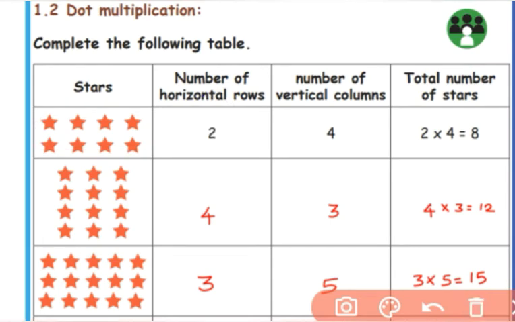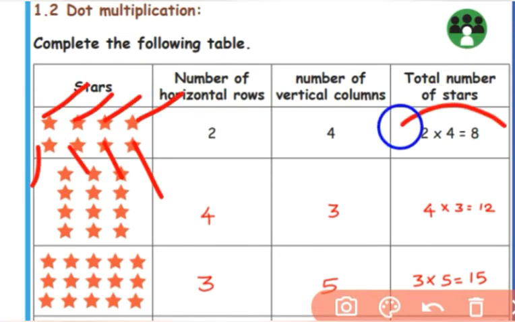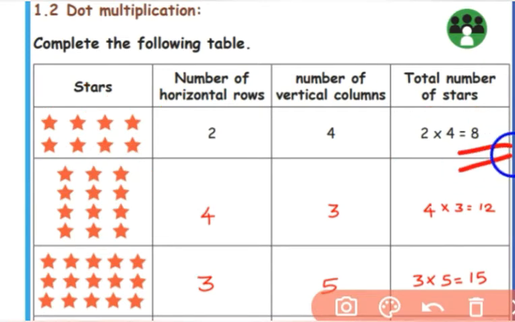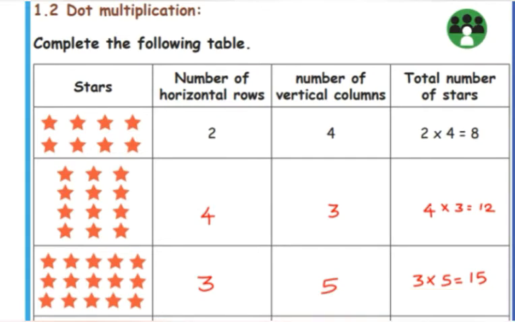Horizontal rows is 2. The number of vertical columns. Vertical columns னா இப்படி வர லைன். எவ்வளவு இருக்கு vertical columns? 1 2 3 4. Total number of stars. See, 2 into 4 is equal to total number of stars 1 2 3 4 5 6 7 8. The total number of stars is 8. The multiplication fact is 2 into 4 is equal to 8.